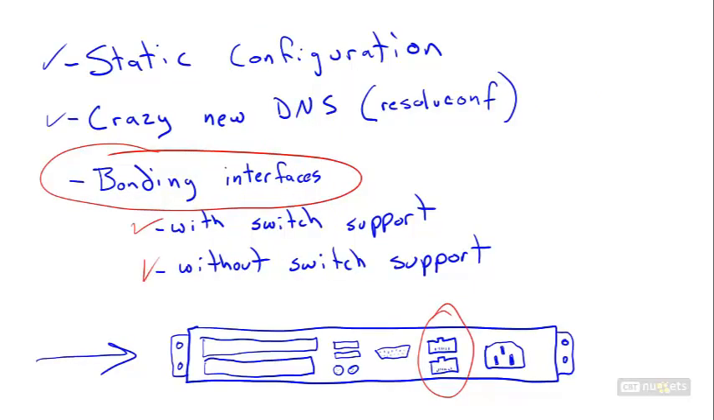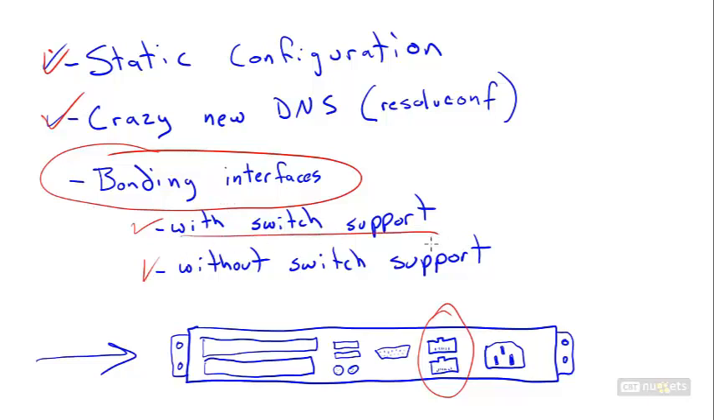Anyway. Back at our first slide here with my fancy drawing of the back of a server. We set up static configuration for networking. We talked about that crazy new DNS stuff with resolvconf that Ubuntu uses. You just need to know that you add this stuff to that /etc/network/interfaces file instead of the resolv.conf file. Not a big deal, but it's important to know. And we finished up by bonding interfaces together.